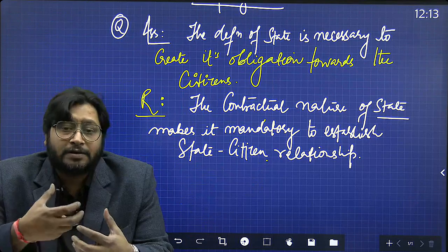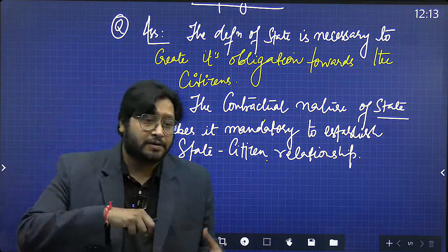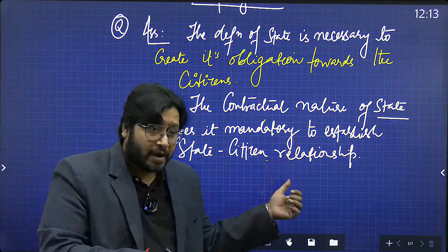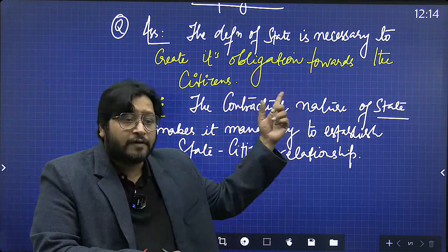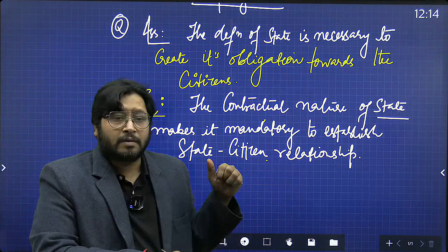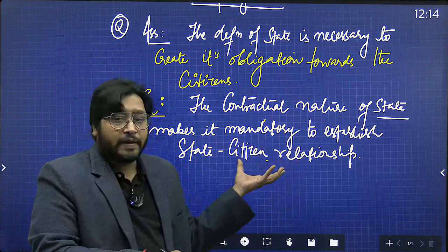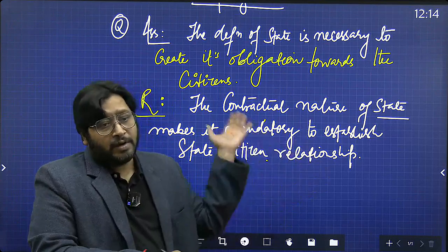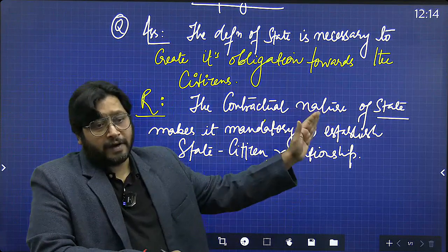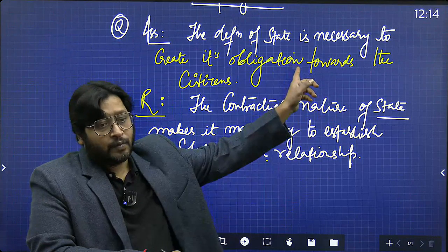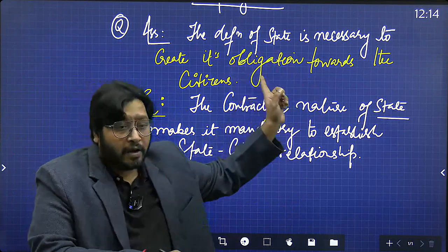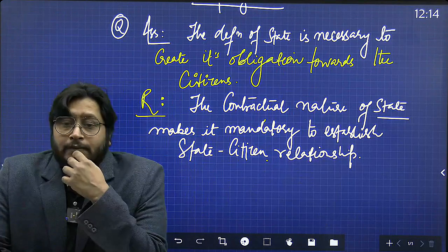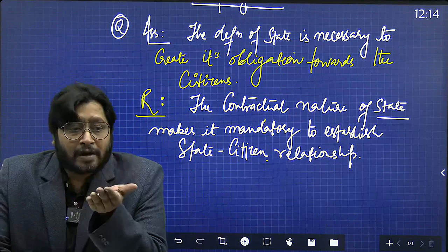You make the reason the assertion and make the assertion the reason. वही, ये कॉन्ट्रैक्ट बना तब डेफिनेशन की जरूरत पड़ी ना, कि डेफिनेशन की जरूरत पड़ी इसलिए कॉन्ट्रैक्ट बना. So it's very logical that you have a contract, the contract defines it, and probably the reason for defining it is what? That the definition of state will create obligation towards the citizen. सो इस रीजन की वजह से ये कॉन्ट्रैक्ट बना.